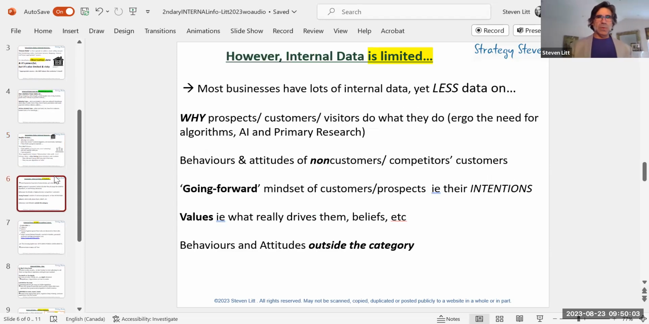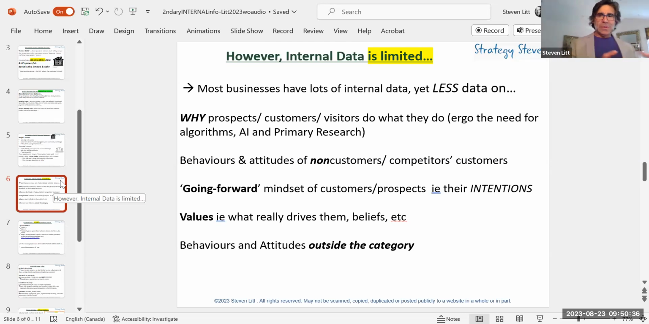Okay, so where does that take us? Well, these are the areas where internal data is often quite limited. Most businesses do have a lot of internal data, but what it's weak on are things like why prospects or visitors or store visitors do what they do, why they feel that way. The behaviors and attitudes of non-customers. In other words, you know a lot about current customers, but the ones who go across the street, not much. The going-forward mindset.